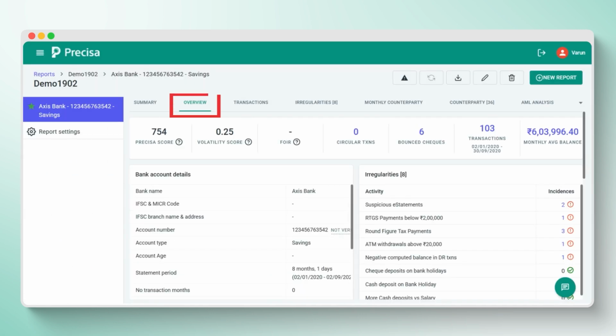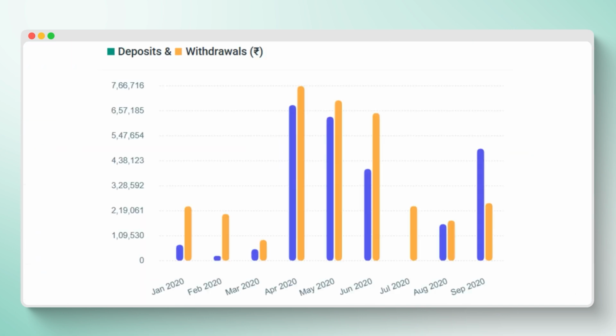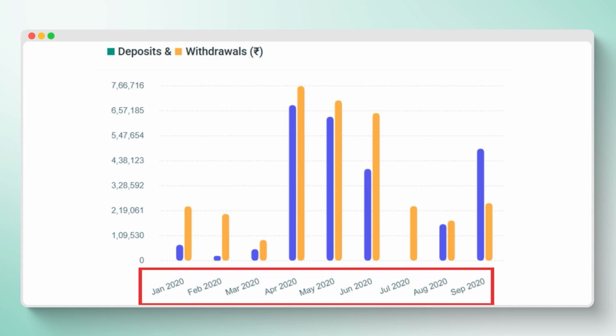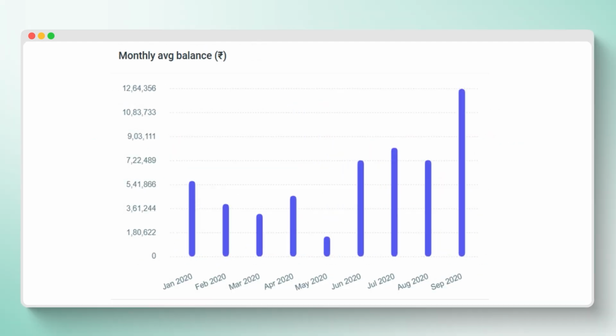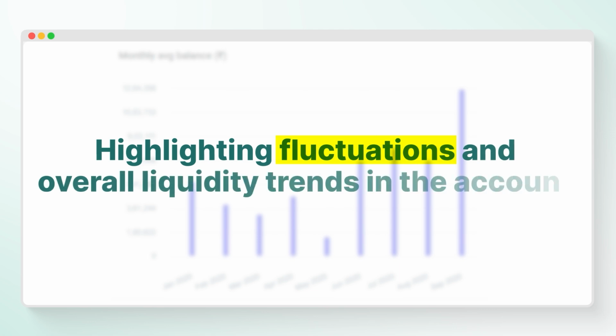Moving to the Overview tab, key metrics are displayed, including the Precisa score, volatility score, and monthly average balance. The tab within the Overview section provides graphical insights into deposits and withdrawals over the statement period, highlighting monthly trends in transaction activity. Another graph illustrates the monthly average balance, highlighting fluctuations and overall liquidity trends in the account.